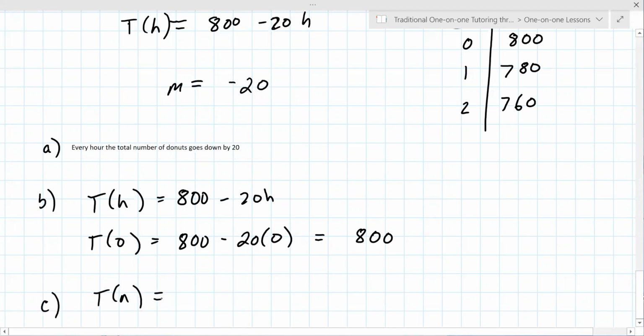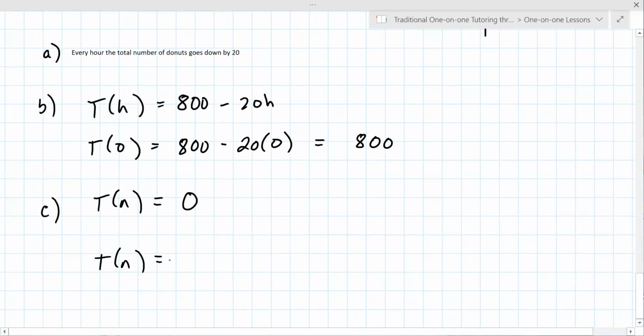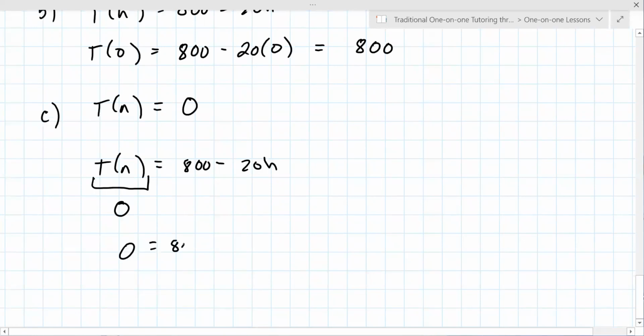T of h equals 0. So this time, this right here is 0. So you're saying 0 equals 800 minus 20h. And now you're going to solve for h. Can you do that for me and give me the final answer for that?